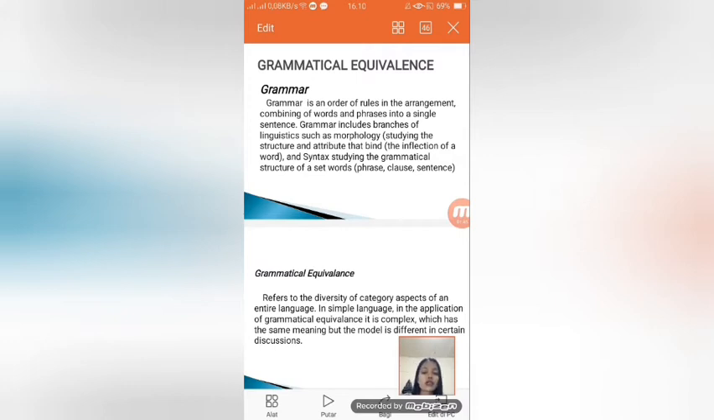Okay, grammatical equivalence. Before I explain what grammatical equivalence is, I will first explain what grammar is. Grammar is a set of rules for the arrangement and combining of words and phrases into a single sentence. Grammar includes branches of linguistics such as morphology, the study of the structure, meaning, and inflection of words, and syntax, the study of the grammatical structure of words, phrases, clauses, and sentences.